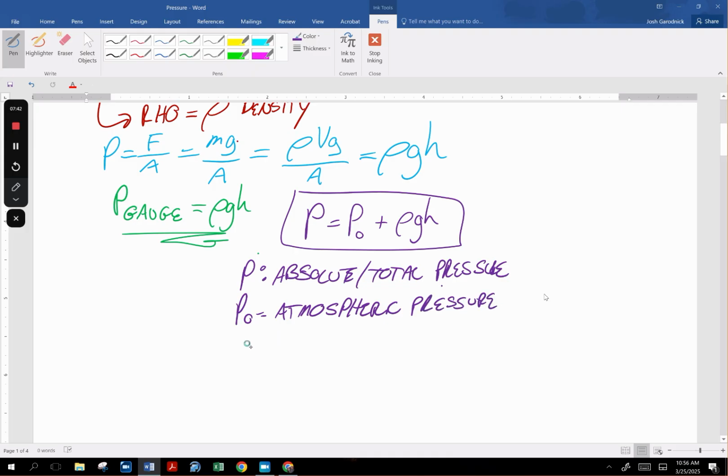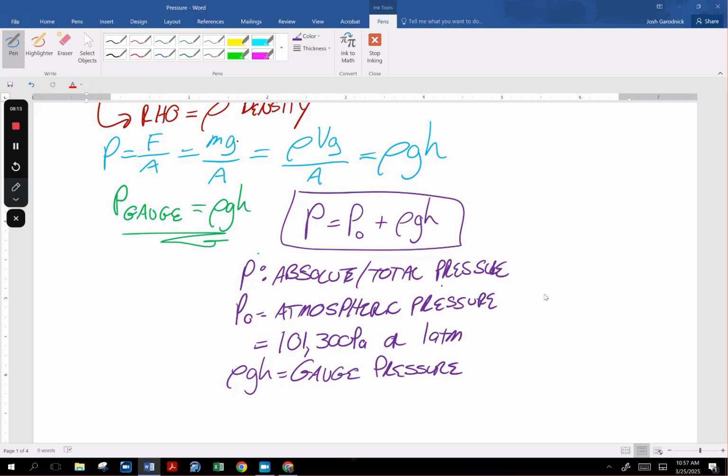For us, that pressure is 101,300 pascals, or 1 atmosphere. And then rho g h, as we've already defined, is the gauge pressure. So this is the pressure of just the fluid by itself without the atmosphere. So if we're including the atmosphere, we literally add P naught. If we're not, we don't. It's pretty simple.